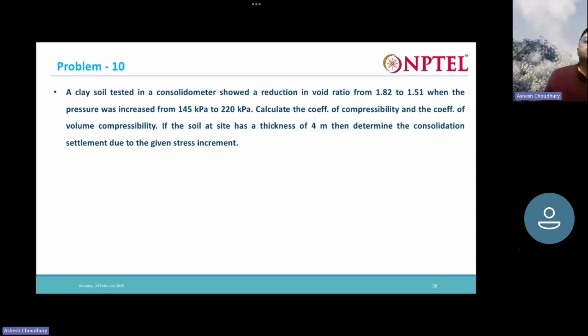First, you need to calculate the coefficient of compressibility and the coefficient of volume compressibility. It's AV and MV. To do this, very easy. Pressure increase is given and void ratio changes are given. You should be able to do it very easily, no? First you try to do this part. Almost we have come towards the end of today's lesson. Just some two problems like this in the next one, we'll wrap it up. Okay, just try to do this.